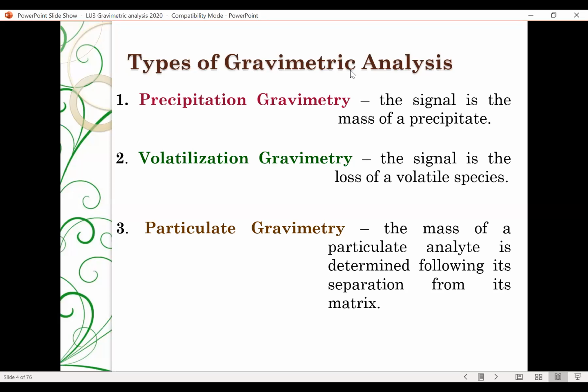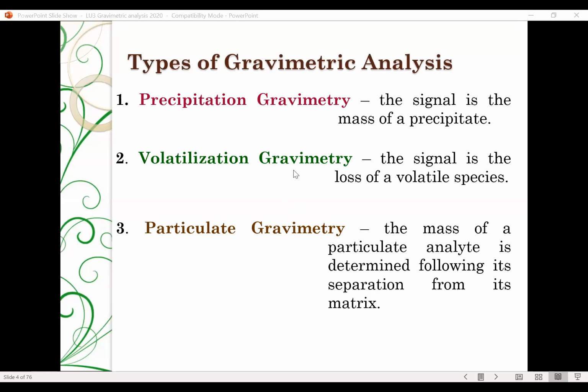Does it involve a precipitation process? Okay, some of you answered precipitation gravimetry. Any other answer? Some of you mentioned volatilization gravimetry, precipitation gravimetry. Most of you answered precipitation gravimetry. All right. Okay. We'll look at this after.